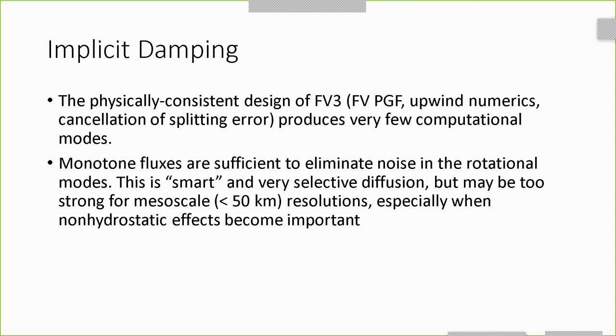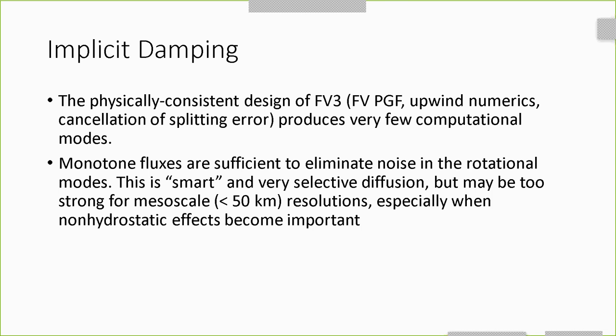So, a little bit about implicit damping. In any upwinding scheme and any finite difference scheme, typically ones that use monotonicity constraints, there's going to be some implicit damping. It's impossible to avoid that. The design of a solver introduces very little computational noise, but we still are going to have noise anyway. It's simply unavoidable. Originally, the way FV and FV3 were designed was that almost all the diffusion came implicitly through the monotonicity scheme. And this is actually the way that we still run the climate model using FV3.